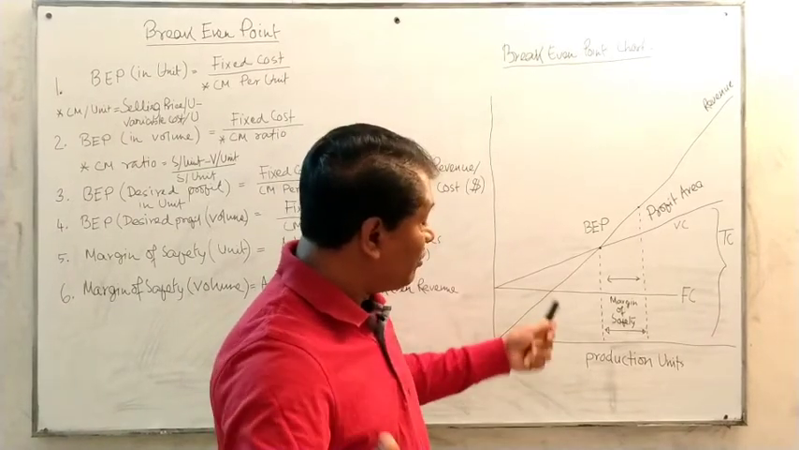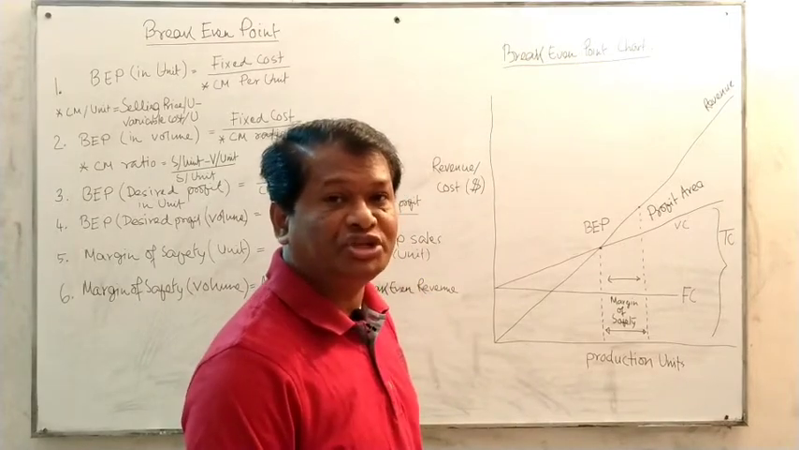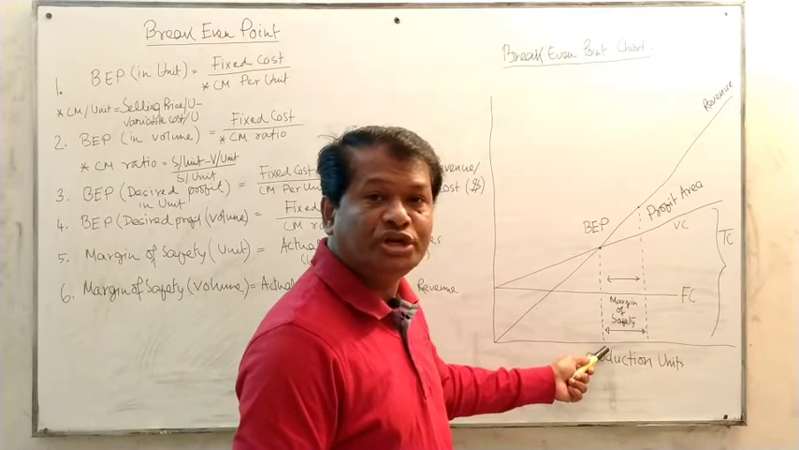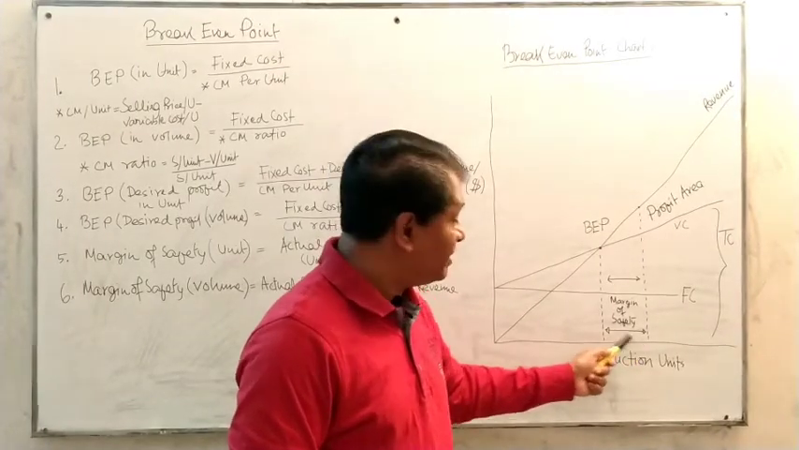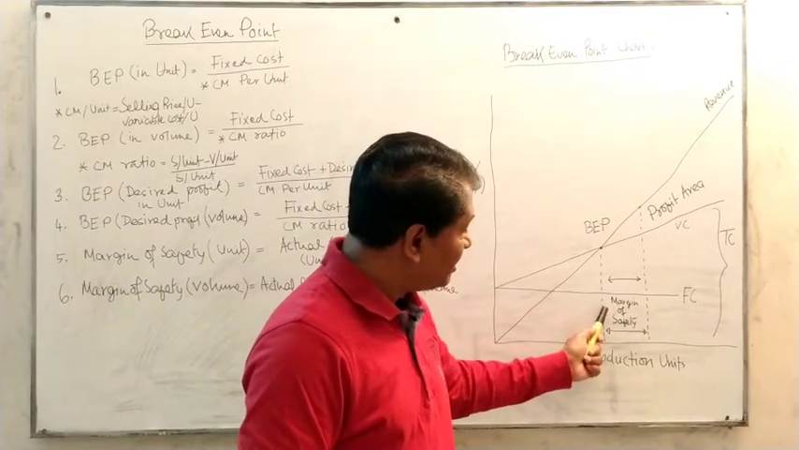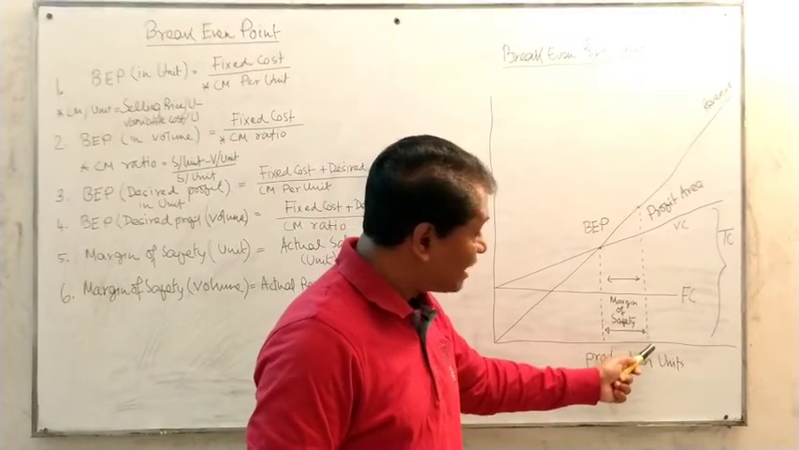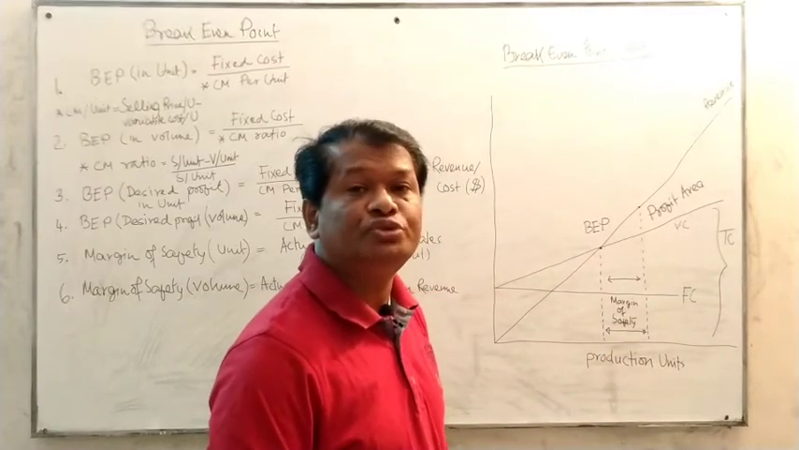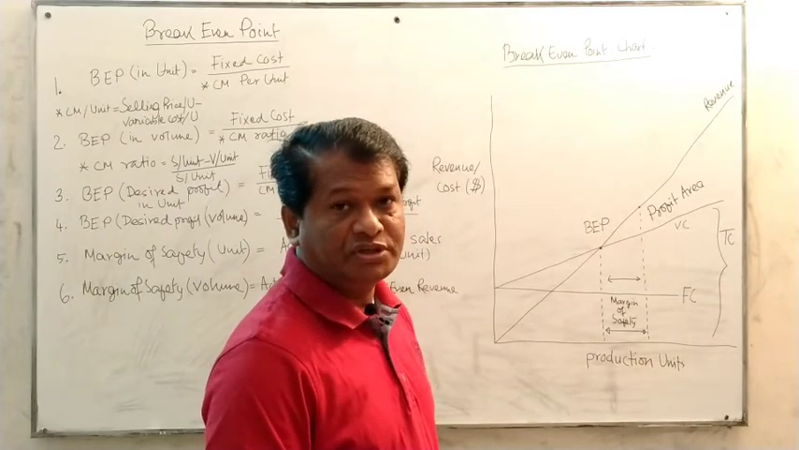Now I have to discuss the margin of safety. What is the margin of safety? Maybe the break-even point is 2000 units and actual sales is 3000 units. The difference between these two, 2000 units and 3000 units, so 3000 units minus 2000 units is the margin of safety. That is the profit for the business.